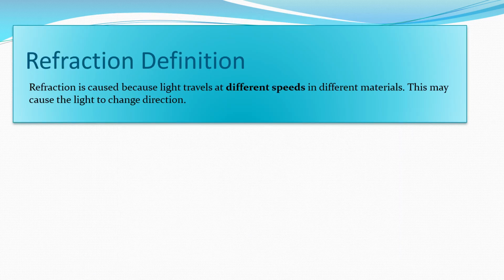So, definition then for refraction, something that's really key to remember and people often forget. Refraction, the reason it happens is because light travels at different speeds in different materials. It doesn't happen because light bends, that's what refraction is. The reason it happens is because it travels at different speeds. Now, this might cause the light to change direction, okay? But the reason is because of a different speed.